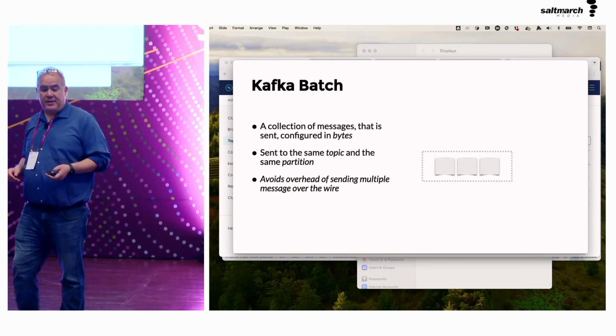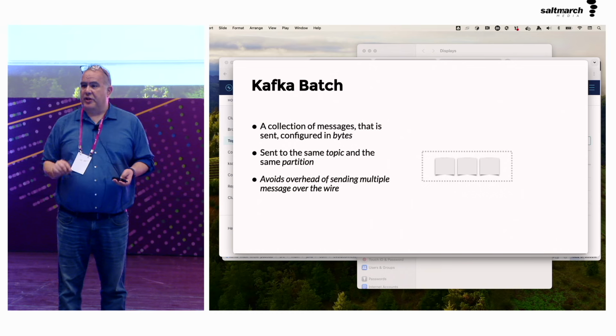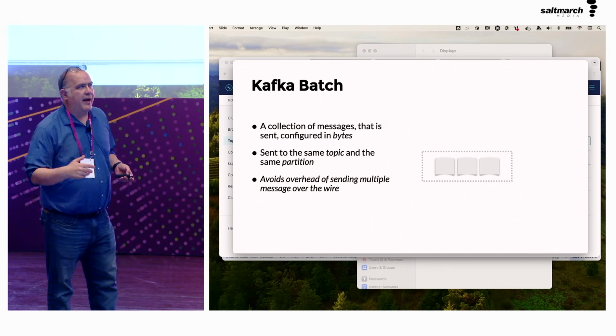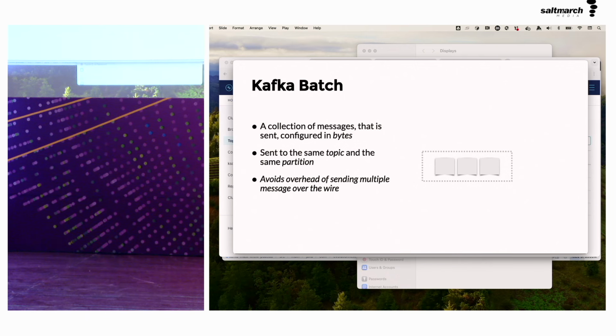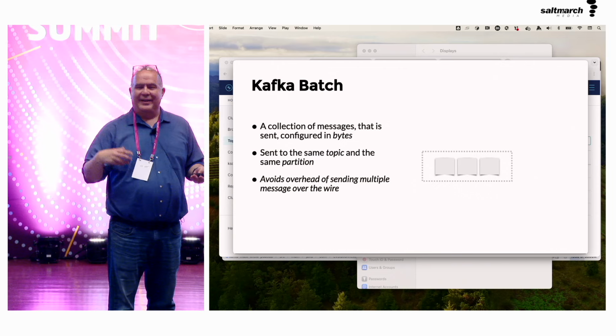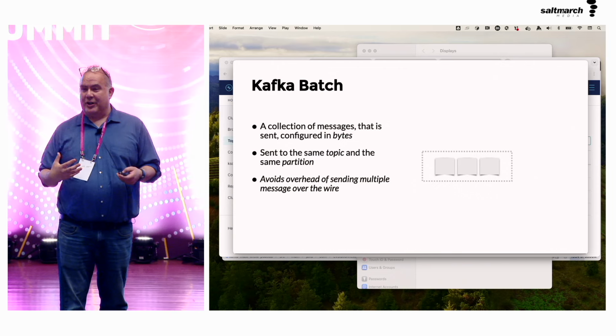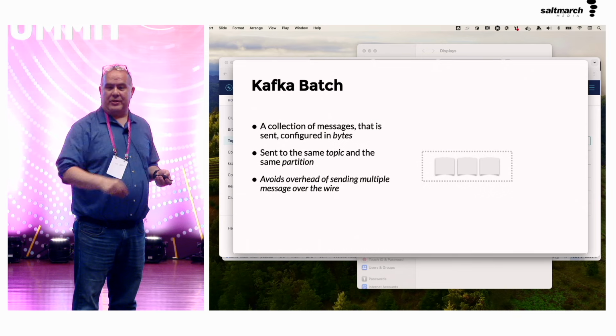All right, things can get batched as well from the producer level. That's just a collection of messages. Think of that like a train, for example. That's a high throughput thing. Whenever you go to a train station, you get in a batch. That batch is called a train. And you go to another location as one big batch.